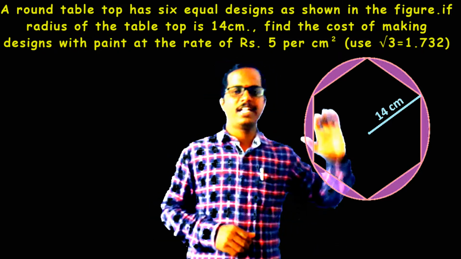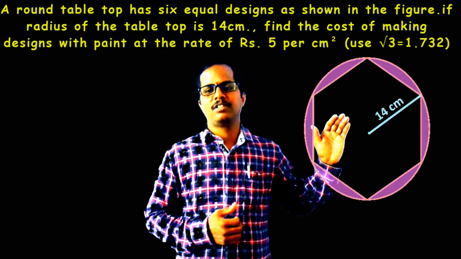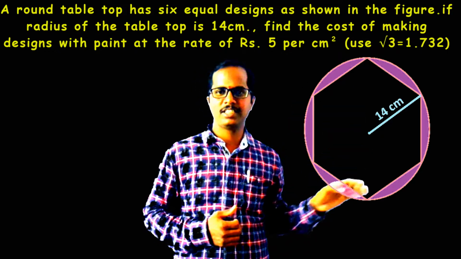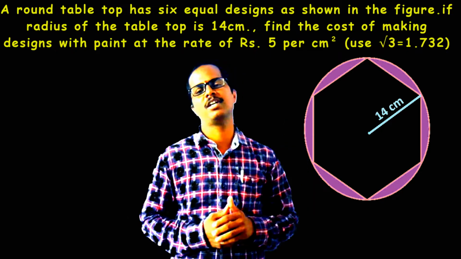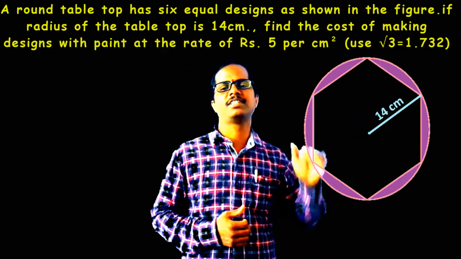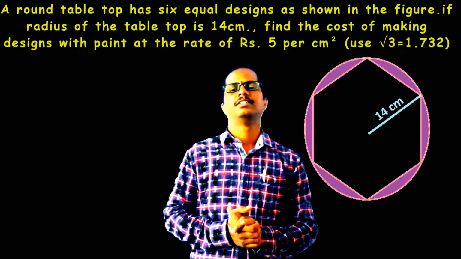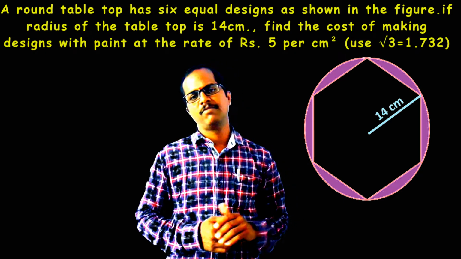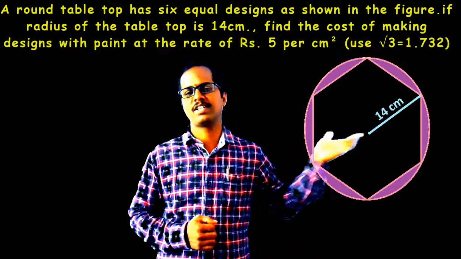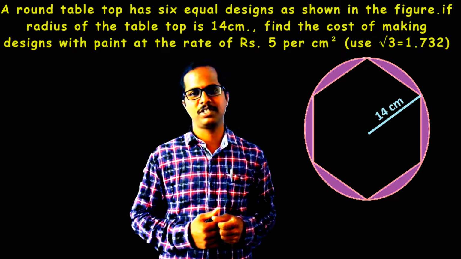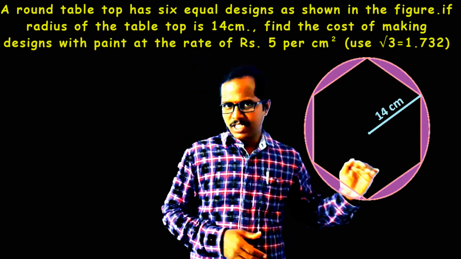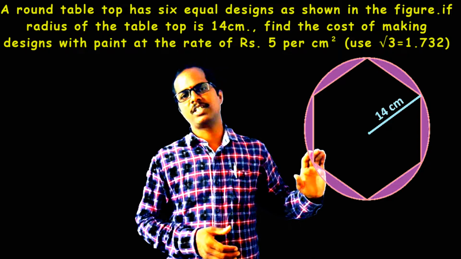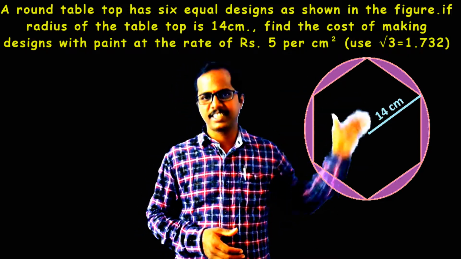Let us see once again. A tabletop has 6 equal designs. The radius of the tabletop is 14 centimeter. So here the table is in the circular shape, so the radius of this circle is 14 centimeter, and we need to find the making cost of these 6 equal designs with paint. And what is the cost for 1 centimeter square? It is given as 5 rupees. That means to make 1 centimeter square of design with paint, it costs 5 rupees. At that rate, what is the total cost to make all six equal designs?